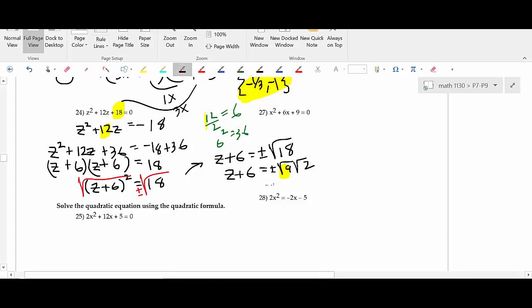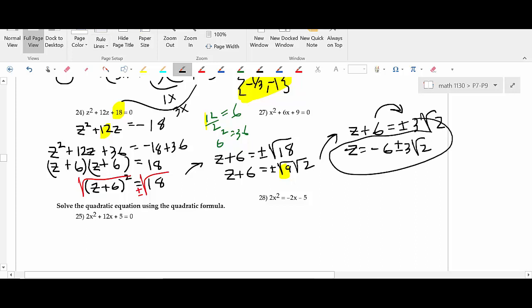So now from here I'm going to have z plus 6 is equal to plus or minus 3 root 2. And then the last step is just to move the 6 to the other side. So you would have z equals negative 6 plus or minus 3 root 2 like that. That's it. That's your abbreviation.